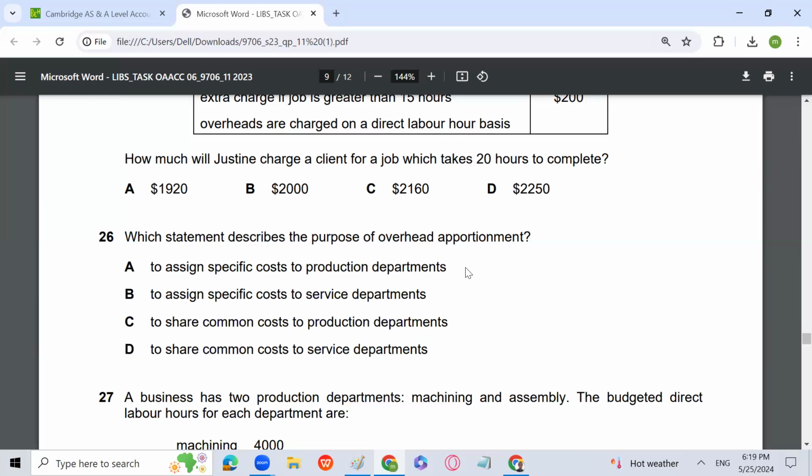Which statement describes the purpose of overhead apportionment? To share common costs to production departments. Because service departments have no cost actually. They will transfer all their costs to production departments. And overhead apportionment we need only when there is a common cost which needs to be assigned to the production departments. To share common cost to production departments, C is the answer.